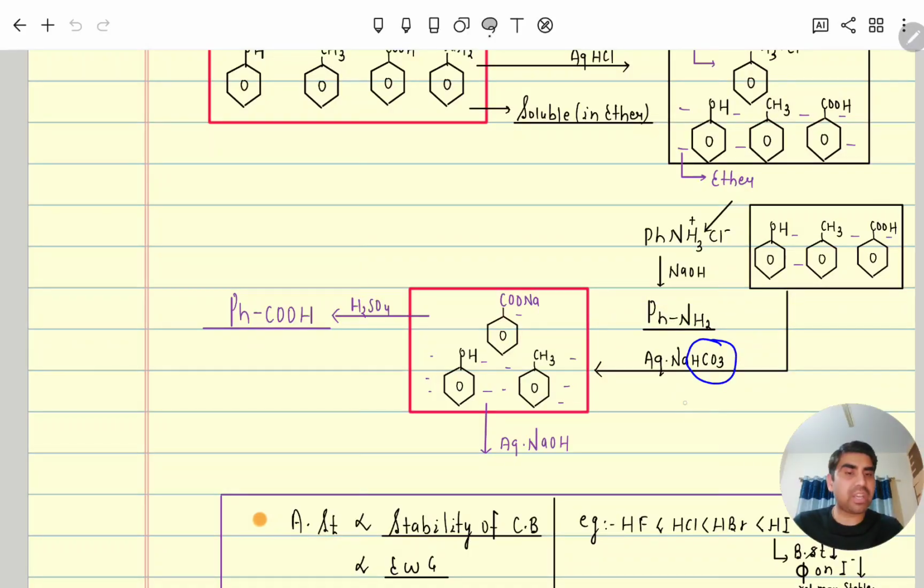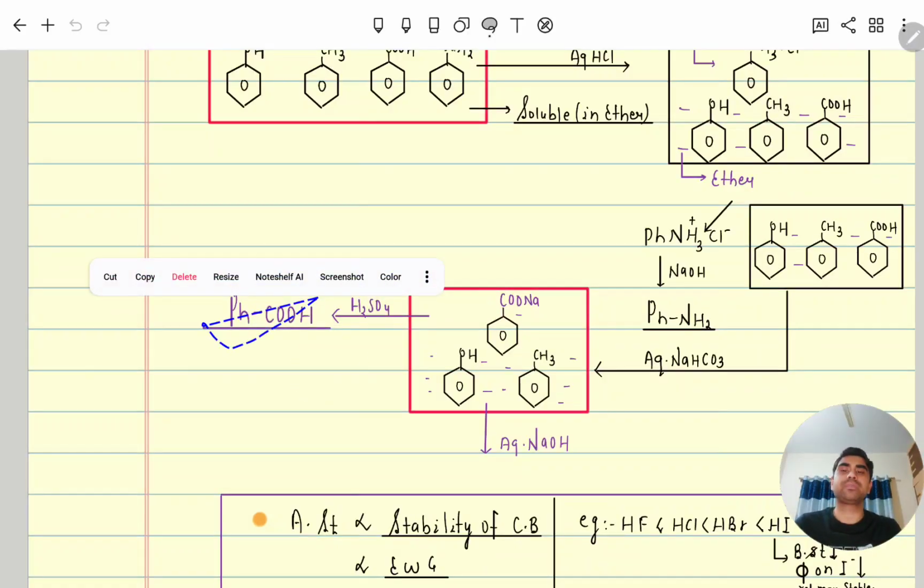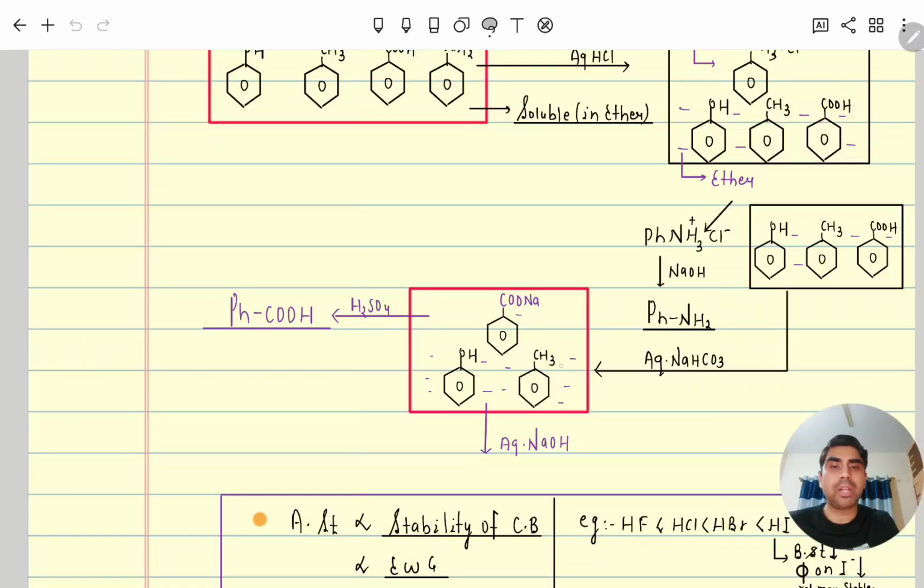H2CO3 is a relatively weak acid as compared to carboxylic acid, which means the reaction is feasible, and now this will be soluble in water. Again we can separate it and react it with any H plus source, so your benzoic acid will be recovered. Now these two substances are there, and if they react with a base, only one acid is there, so it will form ONa, and along with that H2O will be formed.